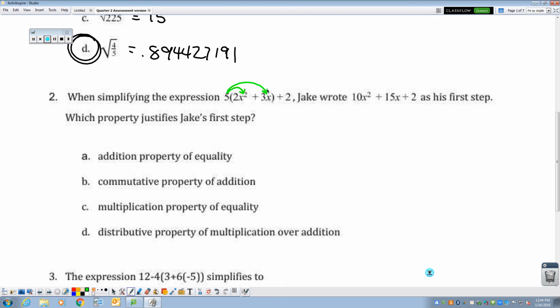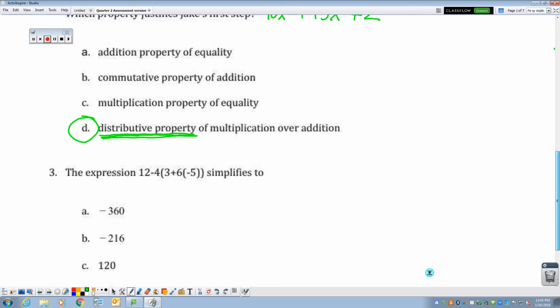5 times 2x squared is 10x squared. 5 times 3x gives me 15x. The act of using those arrows to get rid of the parentheses is our distributive property, which means Jake used choice D. Check out your properties folder on your notebook for more information on these.